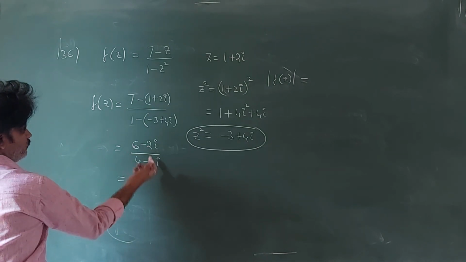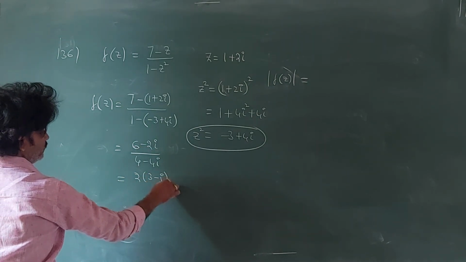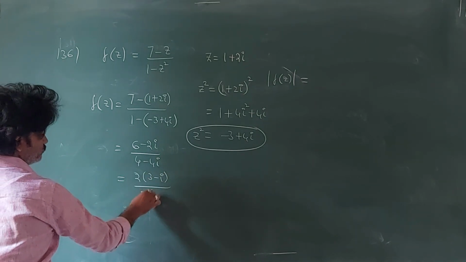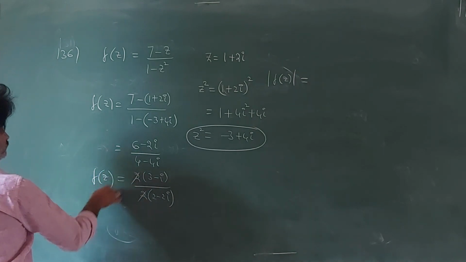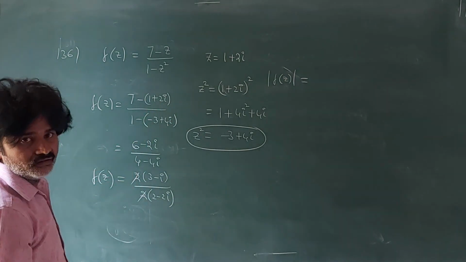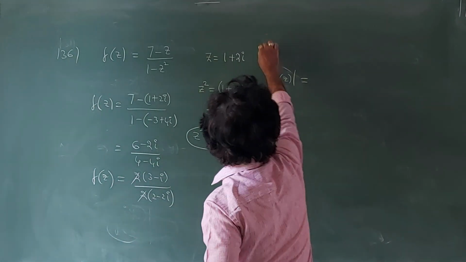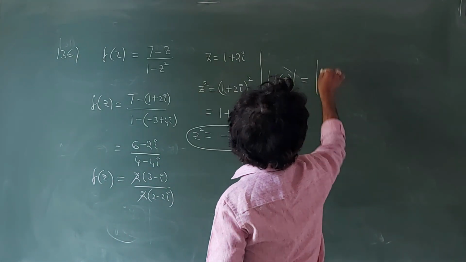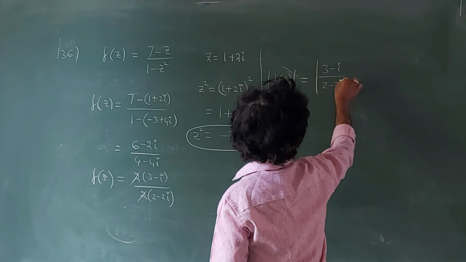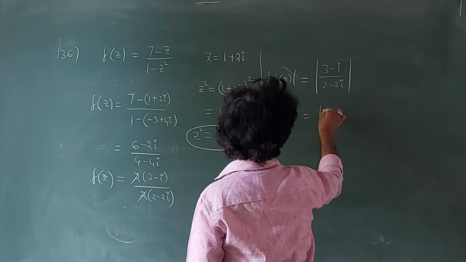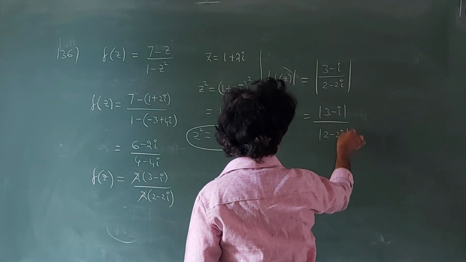Okay, if you take 2 common and cancel, how much will you get? 3 minus i in the numerator, and 2 minus 2i in the denominator. So this is the form of f(z) by substituting the given z. But for this, what you require is the modulus. So the modulus of f(z) is equal to the modulus of (3 minus i) by (2 minus i).